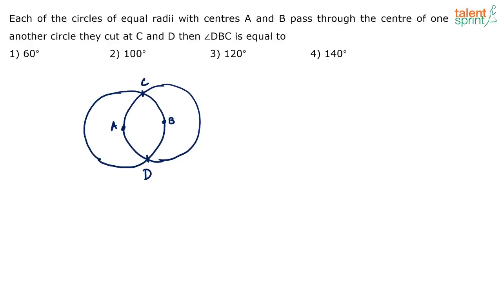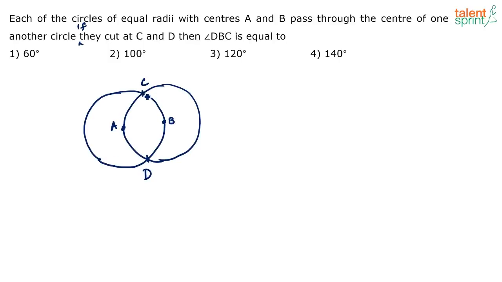Yes. See, I think here the question in the question paper was correct. Here there has been a small typo error. So, the question in the paper was this: Each circles of equal radii with centers A and B pass through the center of one another, if they cut at C and D. So it is, if is missing there. If they cut at C and D, then angle DBC is equal to dash. That is the actual question. There was an if that was missing in the question given here. So this is the case.